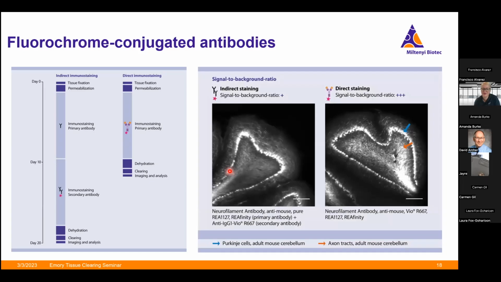We also found with our antibodies that we get a better signal to background ratio. So this is some indirect labeling here, and then this is with our antibody with that fluorochrome. So our antibodies are really small. They are conjugated to a very small, very photostable dye, very similar to the Alexa Fluors.